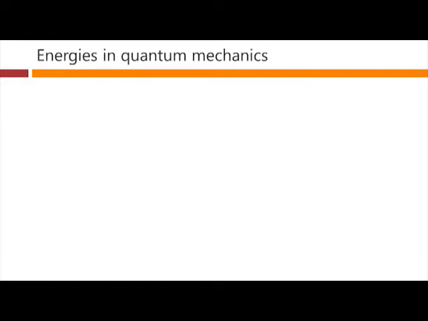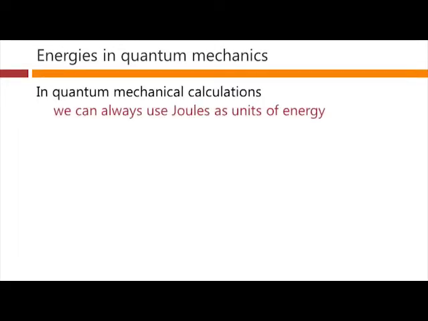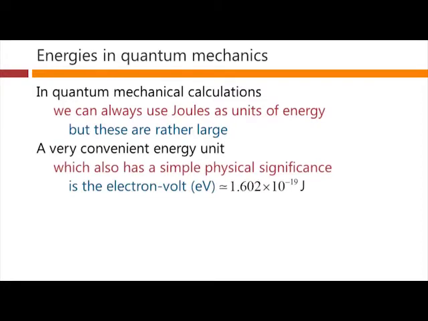Finally, then, let's look at some of the energies that we see from using this problem as an example. Before we actually calculate some energies, let's talk a little bit about the units we're going to use. In quantum mechanical calculations, as in any branch of physics, we can always use joules as the units of energy, and sometimes we will do that. But these are rather large units, and instead we very often use the more convenient energy unit, one that has a simple physical significance, which is the energy unit of the electron volt.